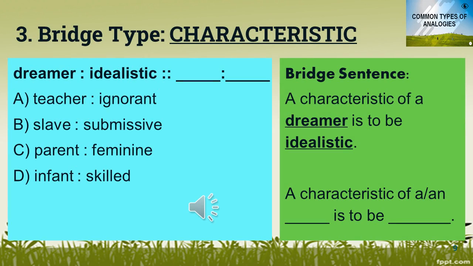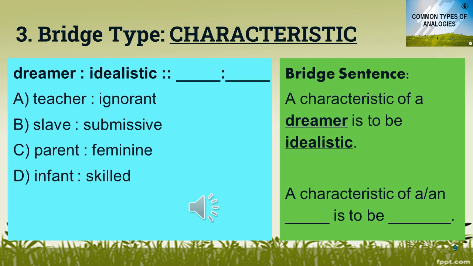The third bridge type is the characteristic analogy. This analogy mostly comprises adjectives but not in all cases. So let us try to solve this analogy. Dreamer is to idealistic as blank is to blank. The bridge sentence is, a characteristic of a dreamer is to be idealistic.